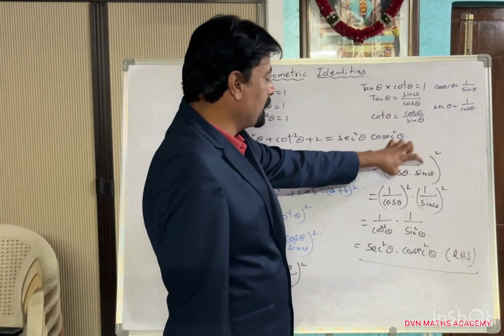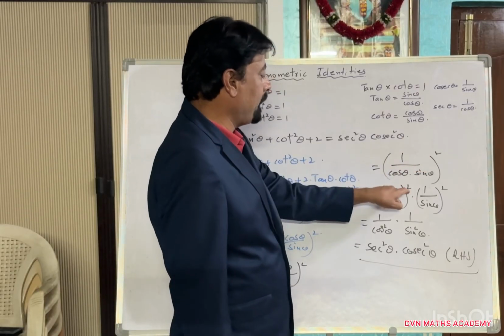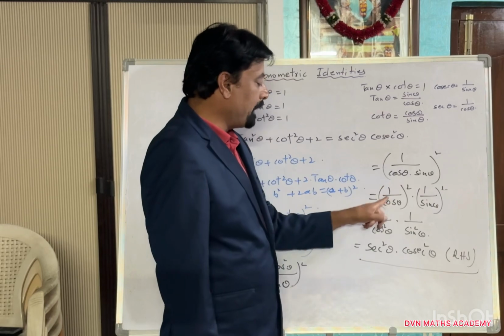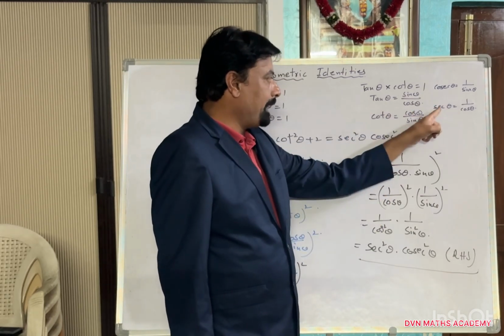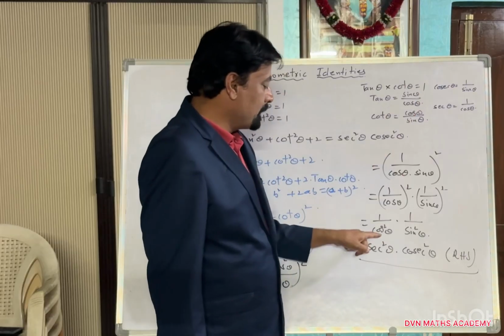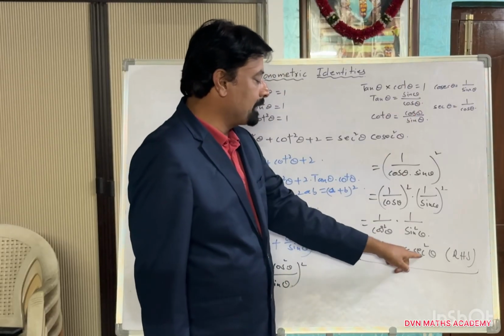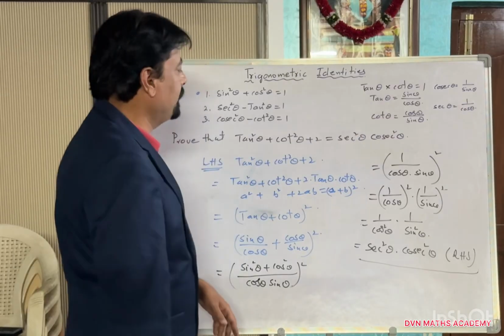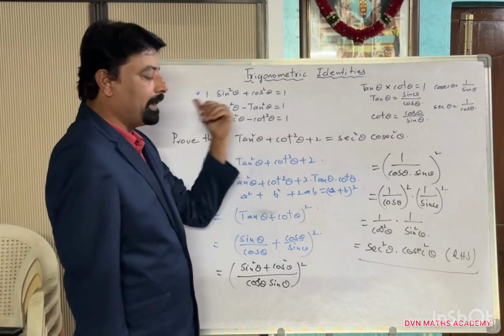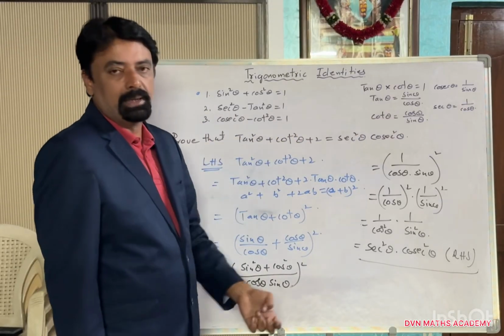I distributed the square for both: 1 by cos whole square and 1 by sin whole square. Here I used 1 by cos is sec and 1 by sin is cosec. So it becomes sec square theta into cosec square theta. The RHS is also sec square theta into cosec square theta. Therefore, LHS is equal to RHS. Hence, the given question is proved.